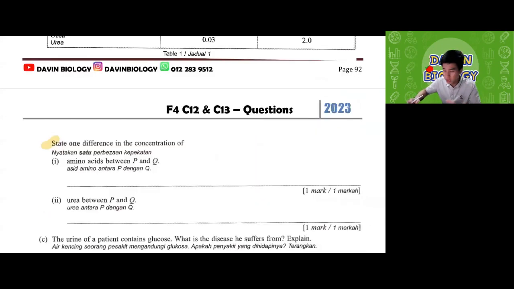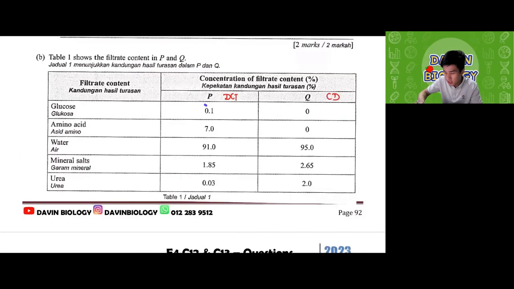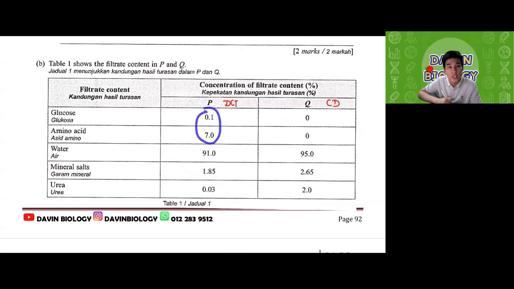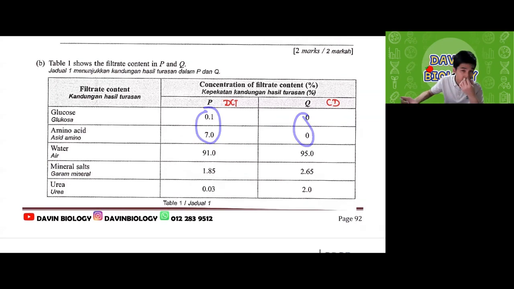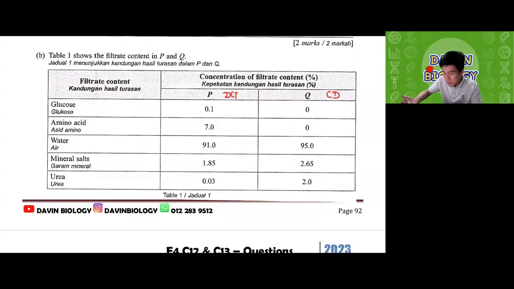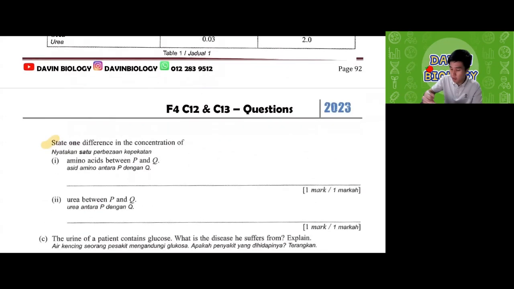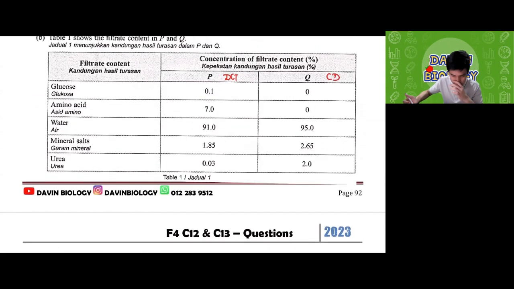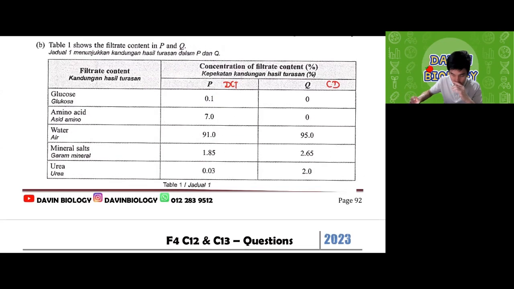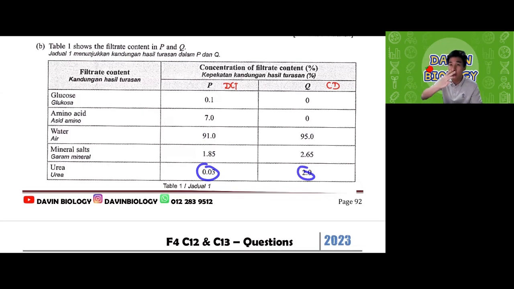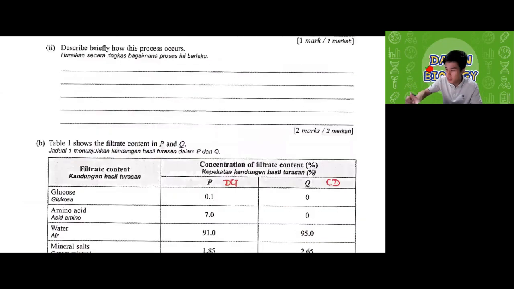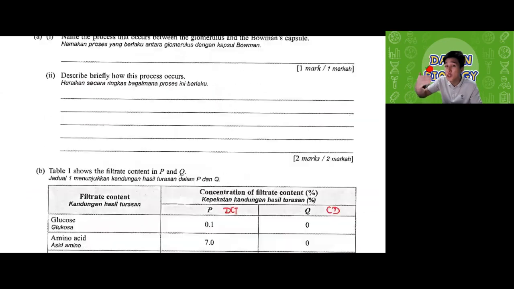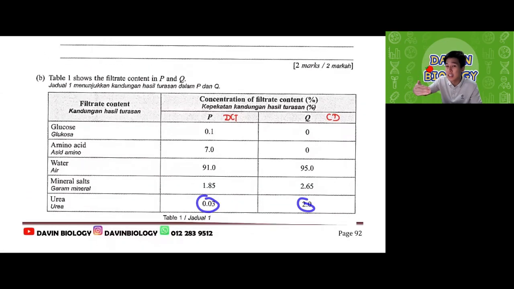One mark only. So the difference is just to say P, same as just now, contains glucose and amino acid. Q does not. They give it to you already. Okay, explain, really know how to explain. Now for P, urea. This is a bit weird. You see urea at P, it's lesser. At Q, the collecting duct, suddenly it becomes more. Why over here does your urea concentration increase?